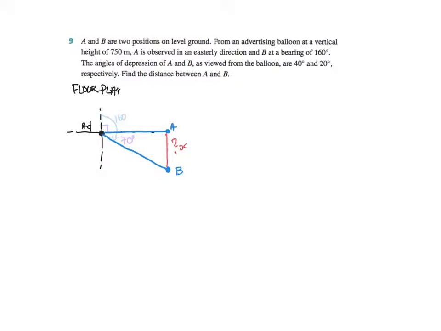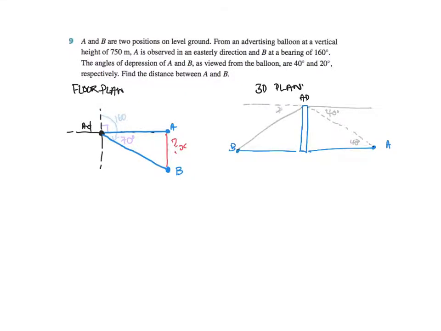Now if I draw the 3D plan, they said that the angle of depression from the top down to A and B, I've drawn them on other sides so I can see. The angle of depression for A is 40 degrees, so you know that's 40 degrees. And for B, the angle of depression is 20. Because alternate angles, depression equals elevation, we know that's 20.